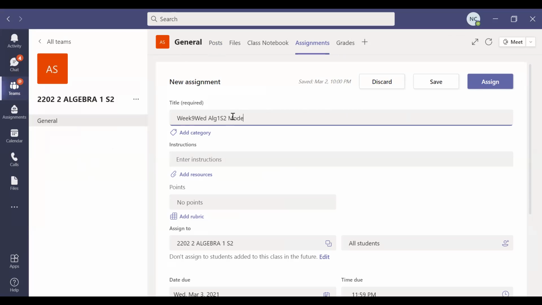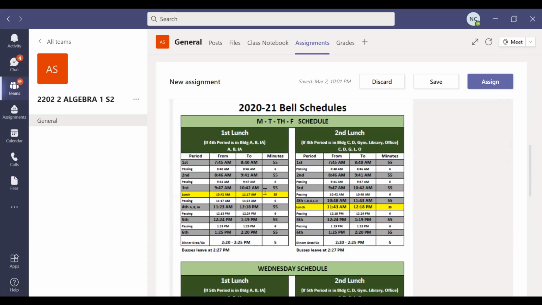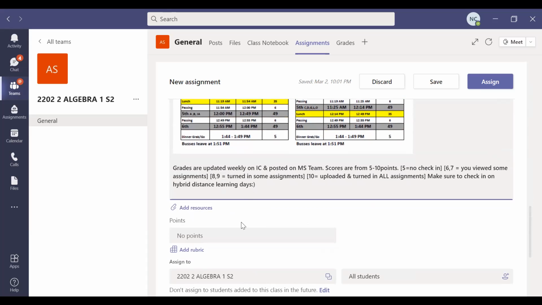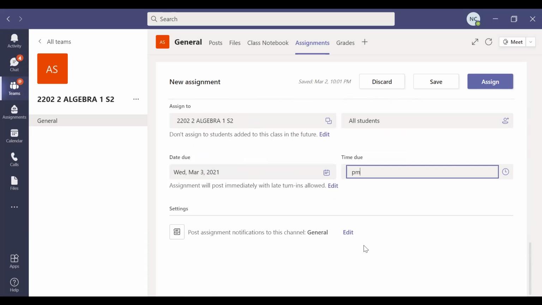Today we're going to go ahead and talk about modeling with quadratics. Your instructions are the same as always. Make sure you watch the video in its entirety. Make sure you pause the video, complete the assignment, and upload it. You need to check in with me today, Wednesday, by 8:34 a.m. to ensure that you are going to be marked present. And as always, your assignment needs to be uploaded by 3 p.m.